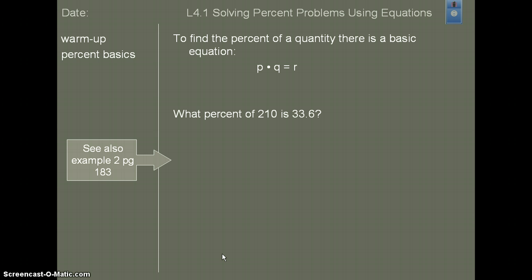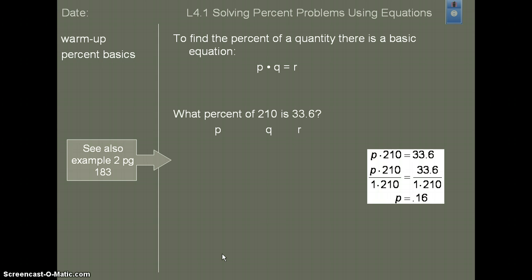What percent of 210 is 33.6? What percent, that's an unknown quantity, of the original quantity 210 equals 33.6. We're going to go ahead and enter that into our equation. P, the unknown percent, times 210, the original quantity, equals the result, 33.6. Undo multiplication using division. Simplify. We find out that P equals 0.16. If we want to answer this question with a percent, 0.16 represents 16%.